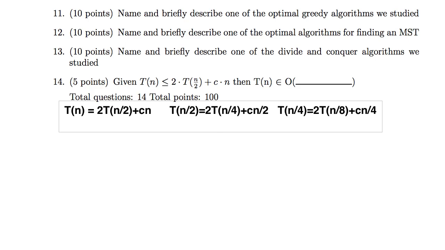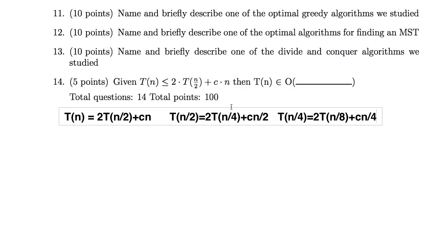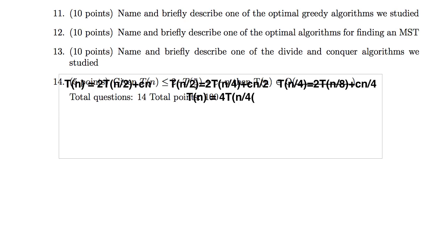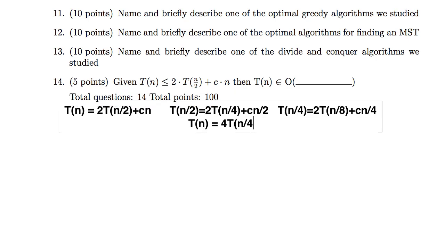So what happens if we substitute this T of n, and substitute this? We end up with 2 times this, plus this. So T of n, and this is telescoping, equals 4T of n divided by 4, plus 2cn divided by 2, plus cn.